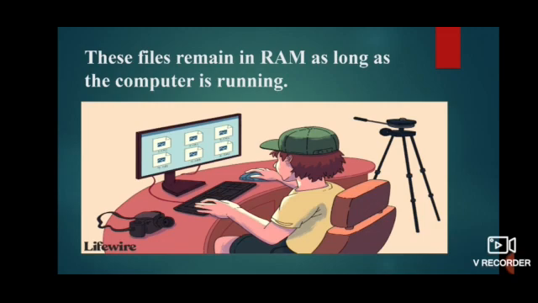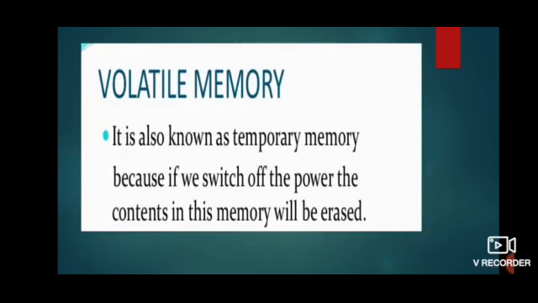Next, RAM is a temporary memory, right? That is why we can say it is a volatile memory. Volatile memory means it loses its contents when the power is switched off. RAM is a volatile memory and it is also known as temporary memory because if we switch off the power, the contents in the memory will be erased. We lose all the content. So it is also called volatile memory.